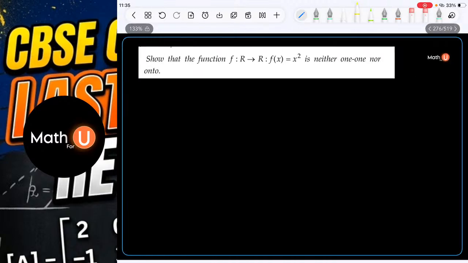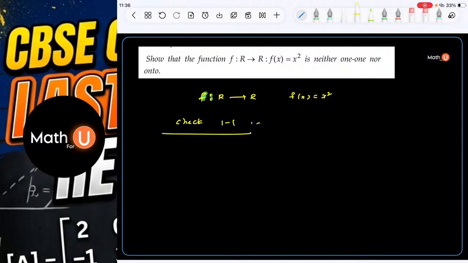Okay, this one we do now. f is a mapping from R to R, your function is given as x square. Check 1 to 1. Let x1, x2 belong to the real number domain. Then f of x1 is equal to f of x2. What is f of x1? We get x1 square is equal to x2 square.